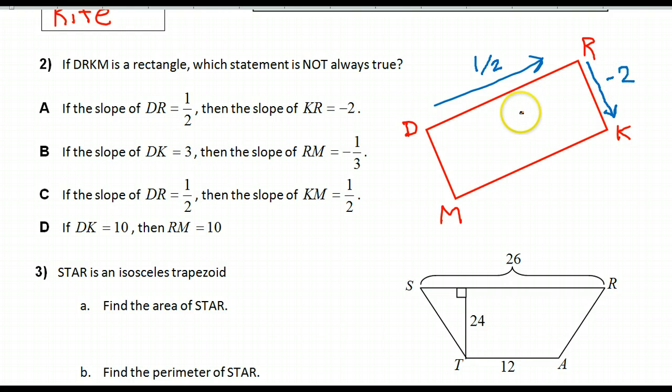Is that always true? Well, yes. If this is a rectangle, then these sides are perpendicular, and the slopes will be opposite and reciprocal. So if this one is 1/2, this one will be -2. That's opposite and reciprocal. So A is not the answer.